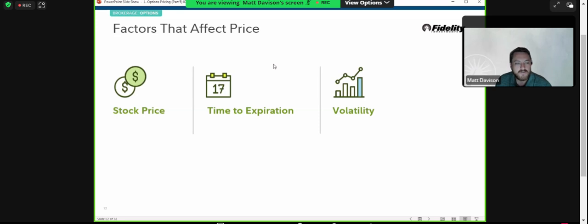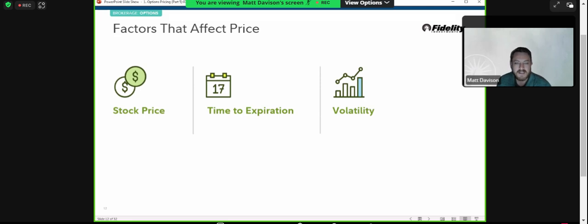All right, so going to factors that affect price. There are three main ones that we're focusing on. There are a couple of others that come into play, specifically things like interest rates, but the main three we're talking about are stock price, time to expiration, and volatility. The first one is probably the most obvious. I think that's the one that, as an option trader, even if you're brand new, you're thinking about from the perspective of, okay, I'm buying this.